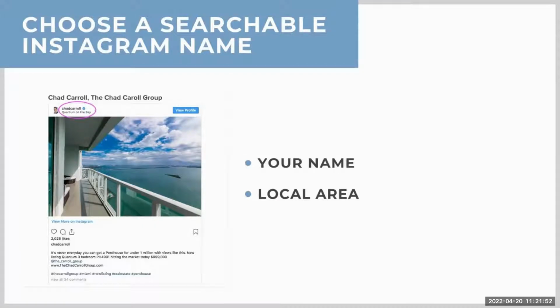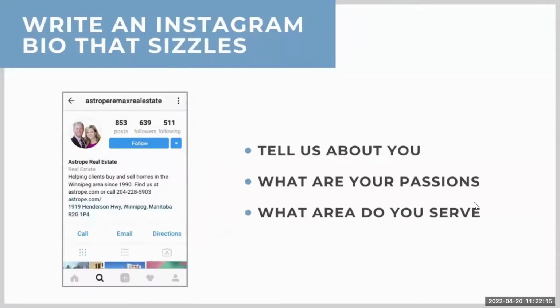You have a bit more flexibility here. You can do up to 30 characters, including spaces, to work with your keywords. Again, your name, your broker, and your area are good ideas for that. But again, make sure it pops, be original. Don't do anything too crazy there.